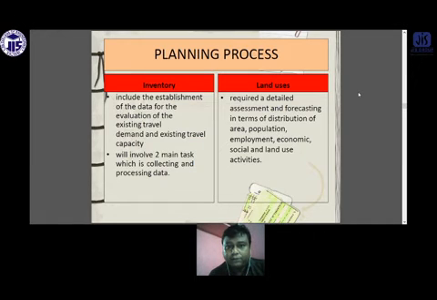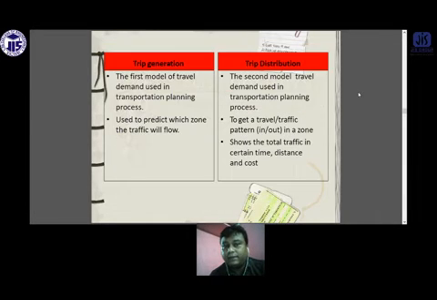Next is the planning process. What are the planning processes? The inventory process includes the establishment of the data for the evaluation of the existing travel demand and existing travel capacity. It will involve two main tasks, which are collecting and processing data. Then the land use process, which requires detailed assessment and forecasting in terms of distribution of areas, population, employment, economic, social and land use activities. Then trip generation.